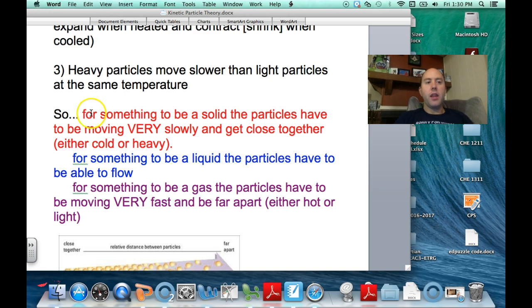So number 3 really explains solids, liquids, and gases at room temperature. Why is air, with all these different gases that make up air, why is that a gas? But my phone, which is the exact same temperature as the air, is a solid.